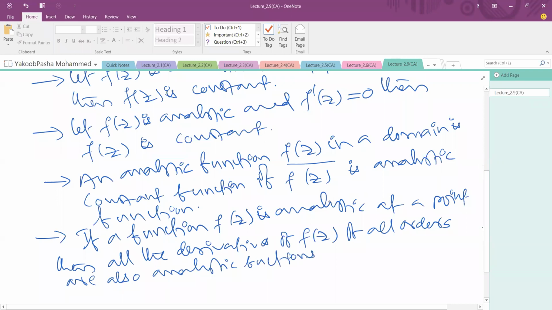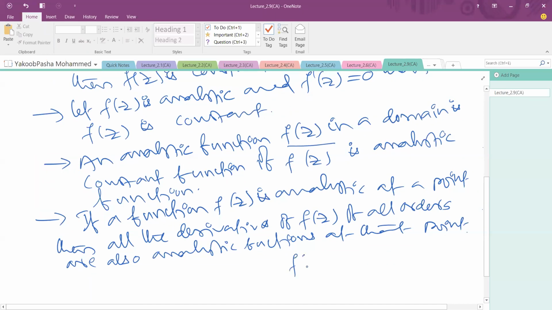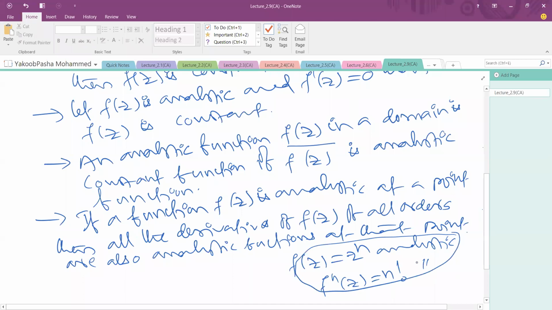Wherever it is analytic at a point, at that point all derivatives are also analytic. For example, if f of z equal to z power n is an analytic function, then the nth derivative of z to the n is equal to n factorial. It is also an analytic function, which means it is also a differentiable function.